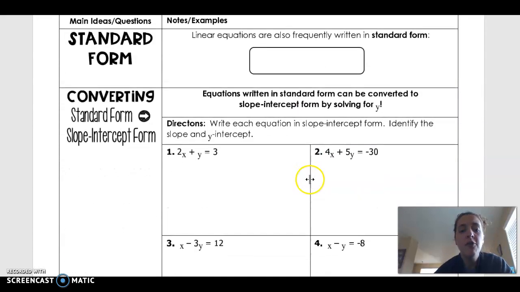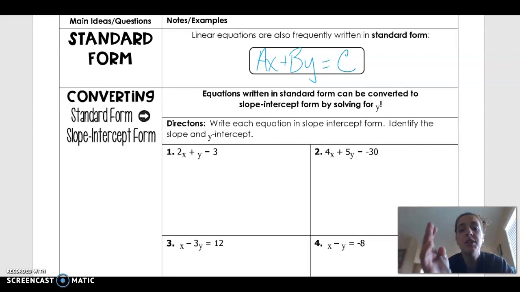The other form that we really use quite a bit when we're talking about those real-life word problem examples is our standard form. Our standard form is going to be ax plus by equals c.